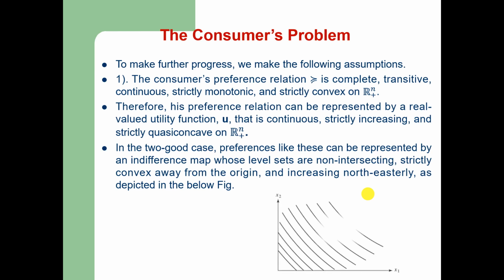So, in this figure, we can see that there are two goods. One is x1 and one is x2, and the preferences like these are here represented by the indifference map in such a way that the various indifference curves are non-intersecting. They are strictly convex to the origin, and they are increasing in the northeast direction as depicted in this figure.